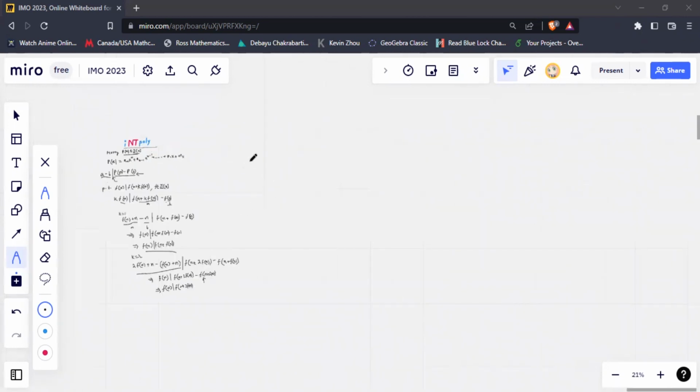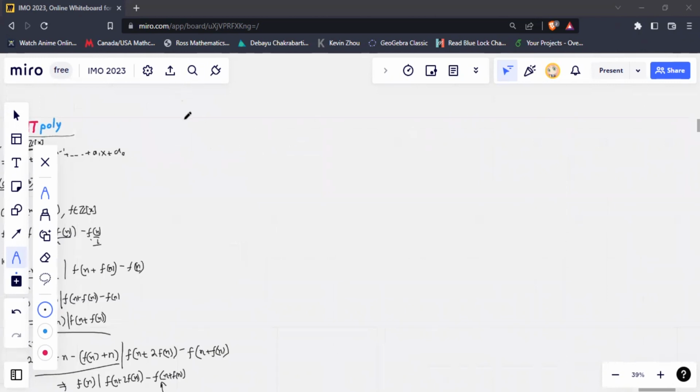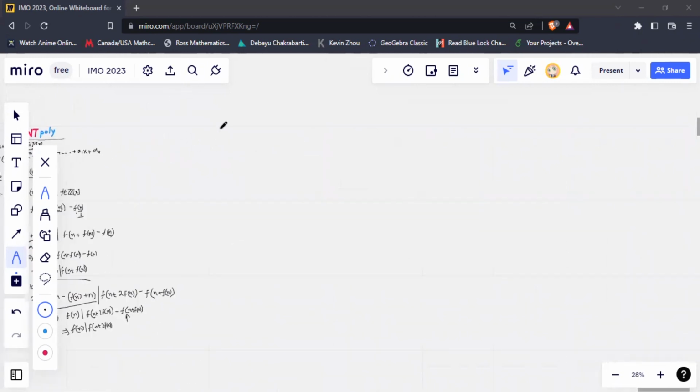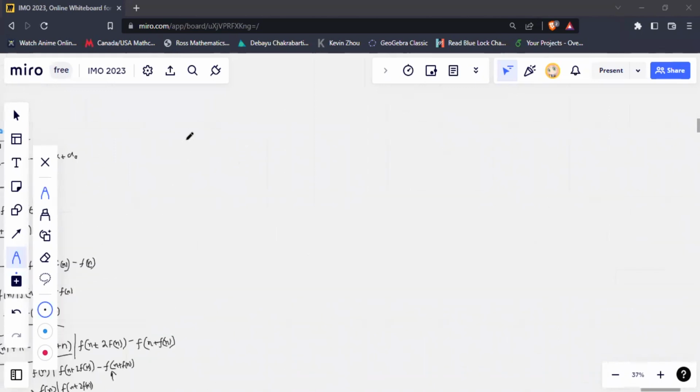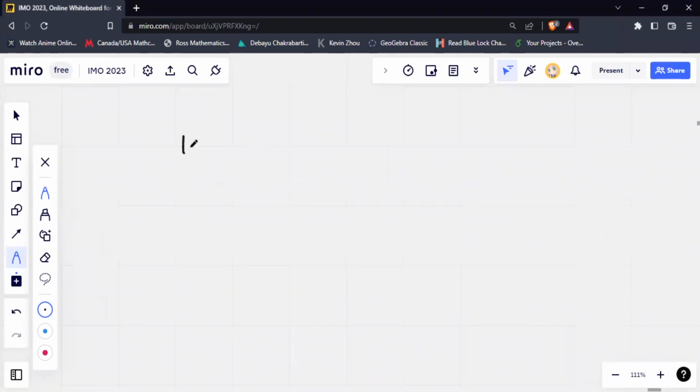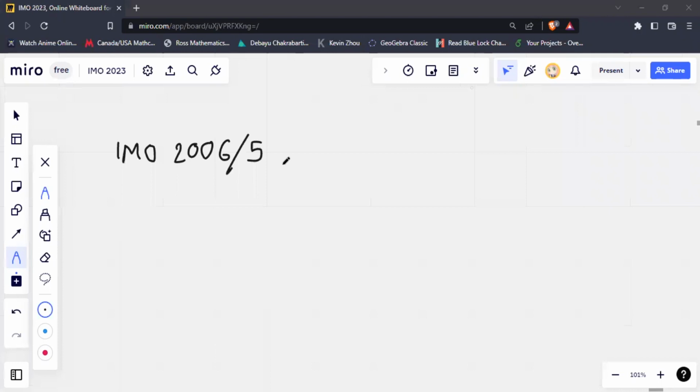Next, we will do an IMO problem. After looking at basic divisibility stuff, we can now kill an IMO problem. So the problem says that, okay, let me just grab the actual statement.